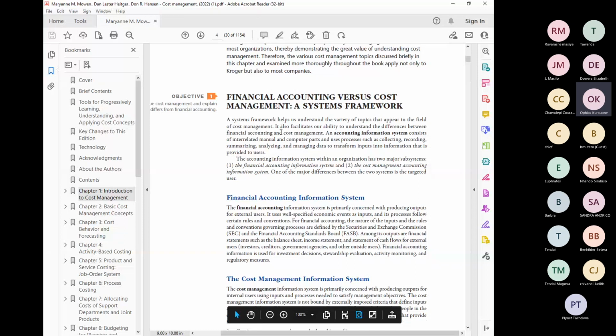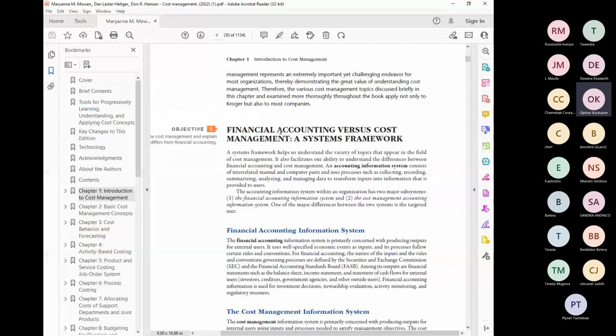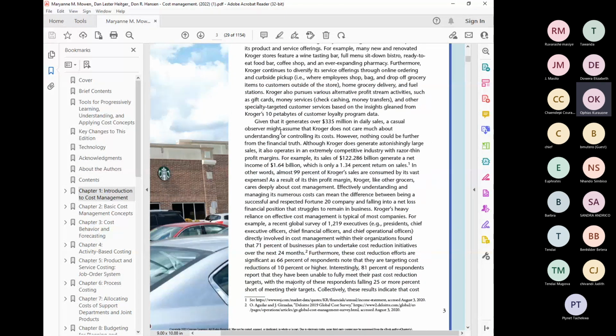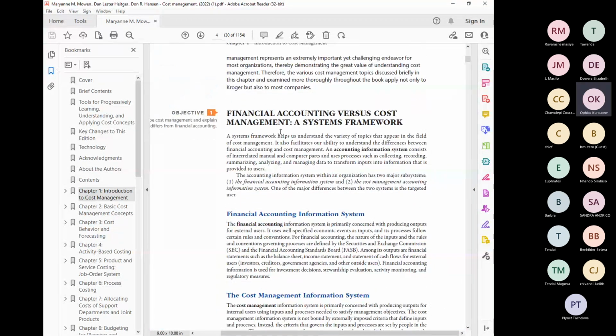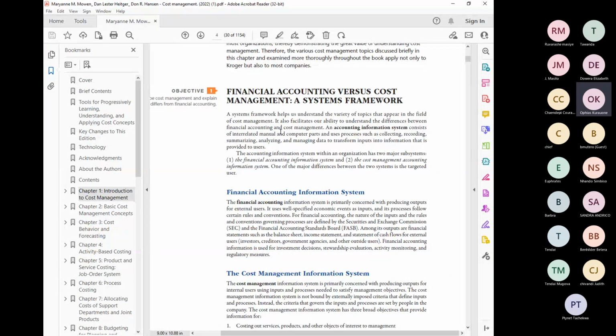Okay. Sometimes, generally, people have a problem of not understanding what we mean by management accounting or cost management. What we should understand here is that we have the financial accounting information system and the cost management accounting information system.